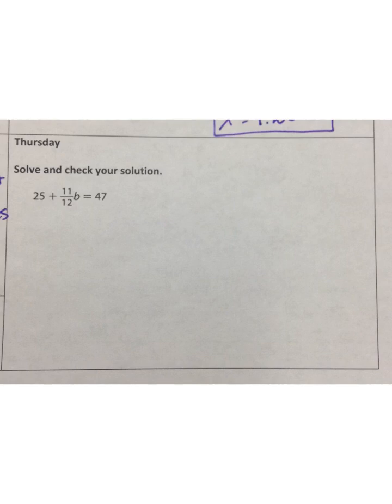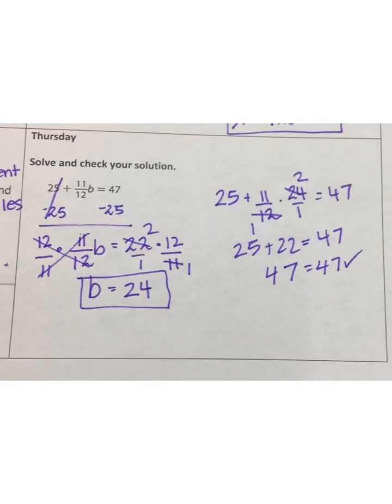Thursday, solve and check your solution. So this is a two-step equation. With two-step equations, the first thing you want to do is get rid of the constant. So that's why I subtracted 25 on both sides. I was left with 11/12 times b equals 22. Then to get rid of a fractional coefficient, you multiply by the reciprocal on each side. And once I did that, I got 24. And then I plugged my answer back in to check it.